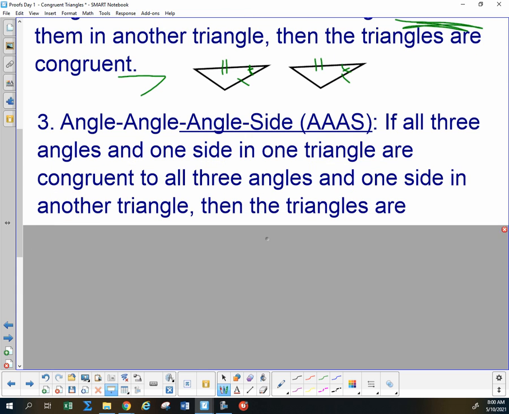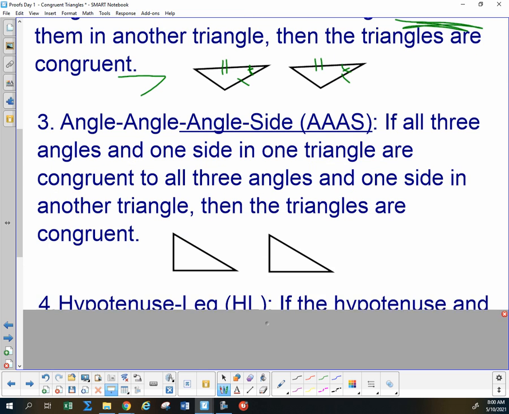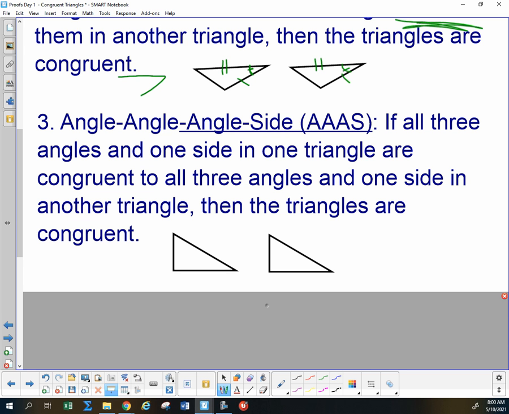The next one that we have, and not all books do it quite this way, is angle, angle, angle, side. If I know that all three sets of angles match up, so those two are congruent, these two are congruent, and I also know that the third set is congruent. Now remember, we said that wasn't quite enough.